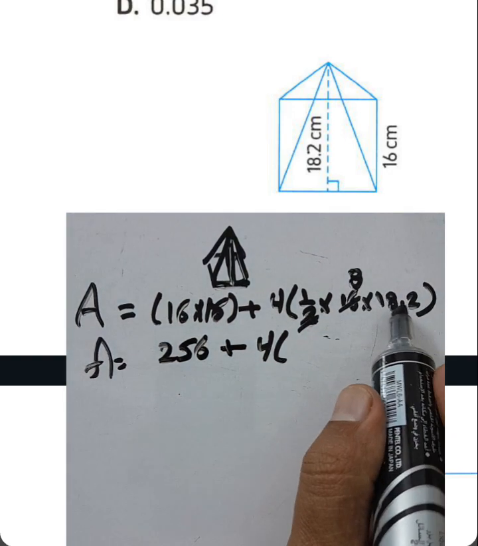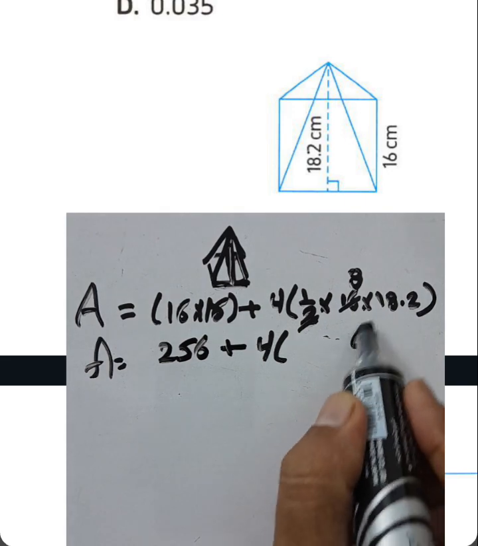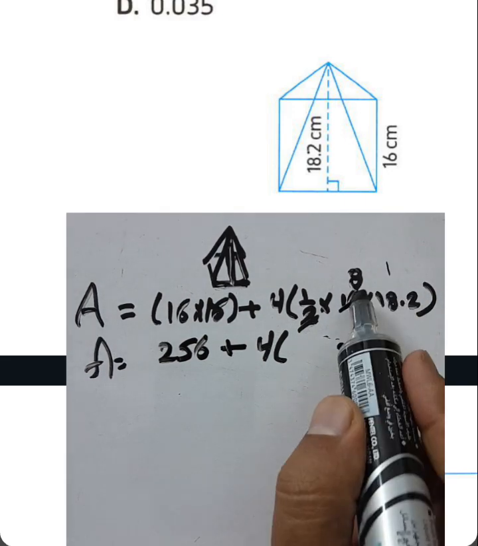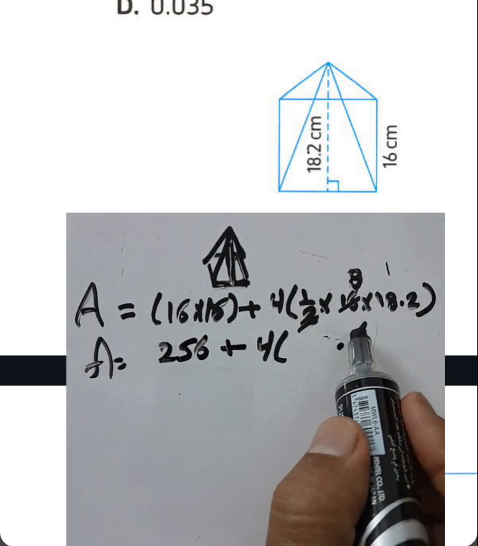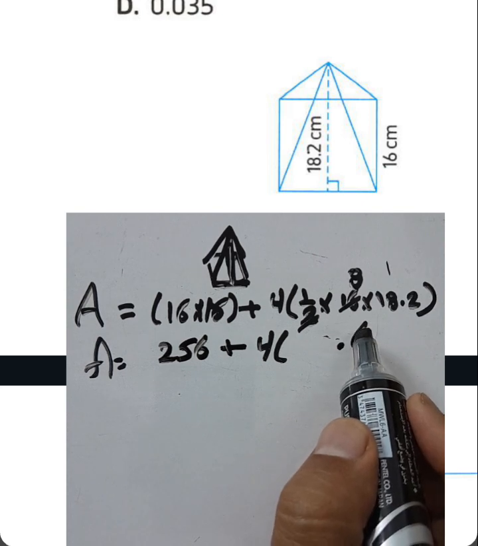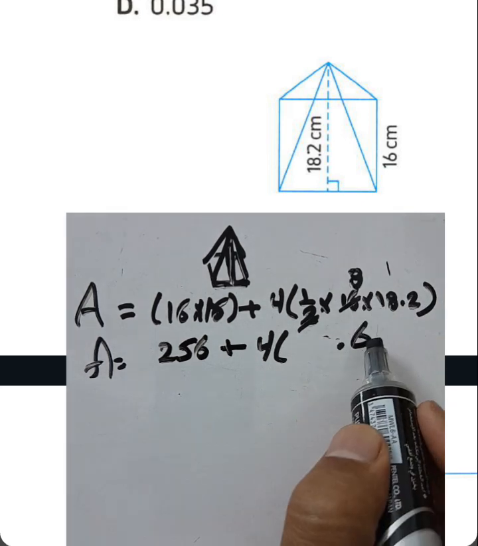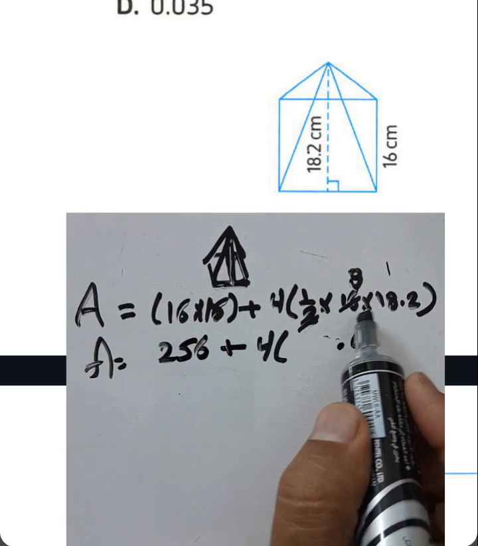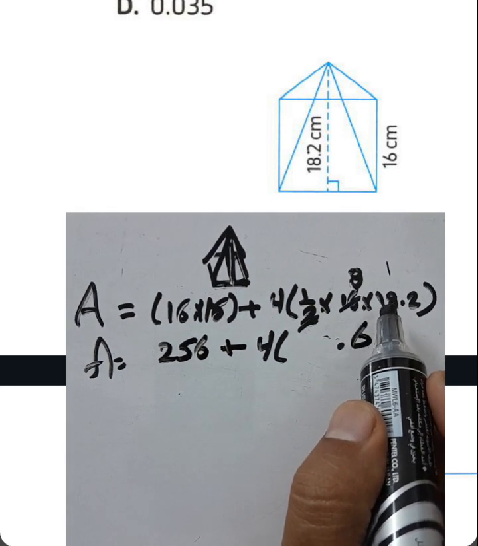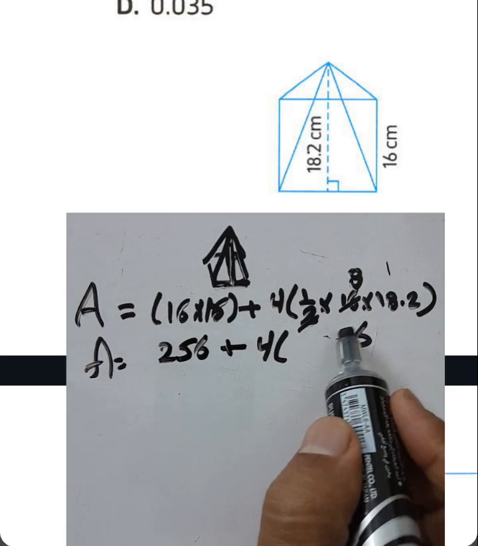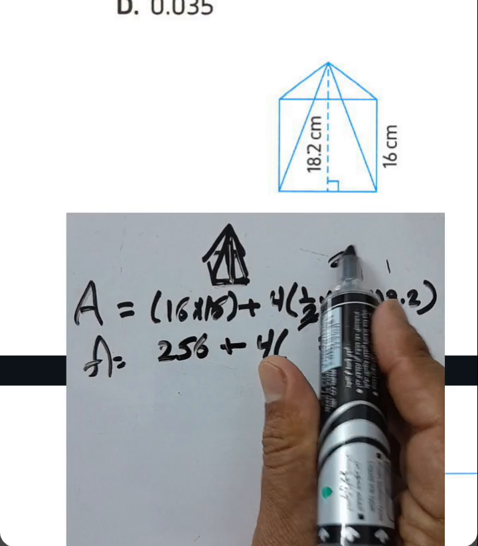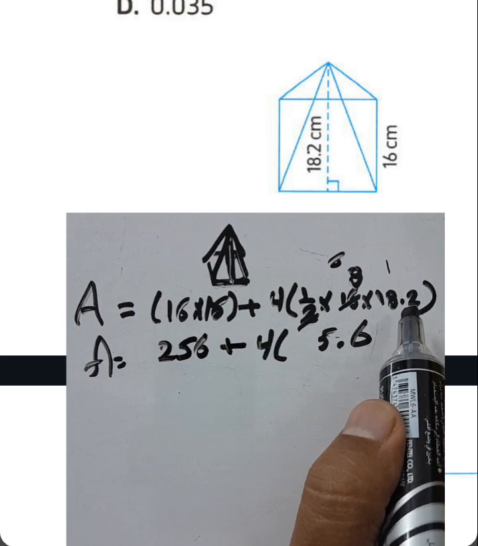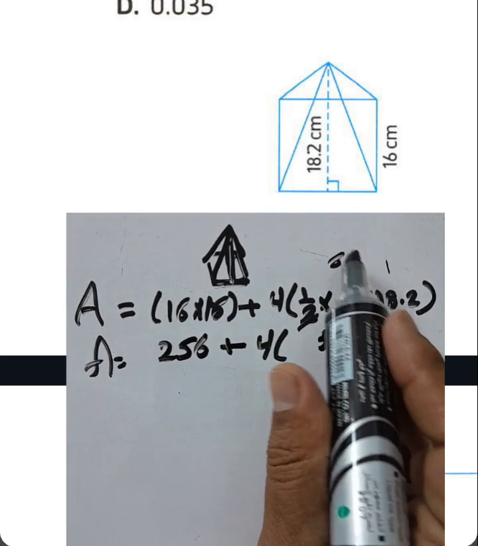8 times 18.2. 2 times 8 equals 16, write 6 and carry 1. 8 times 8 equals 64, plus 1 is 65. Write 5 and carry 6. 1 times 8 equals 8, 8 plus 6 equals 14.